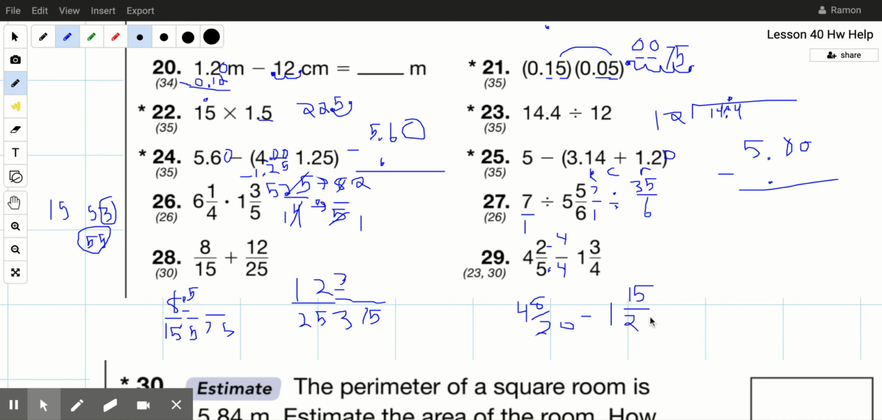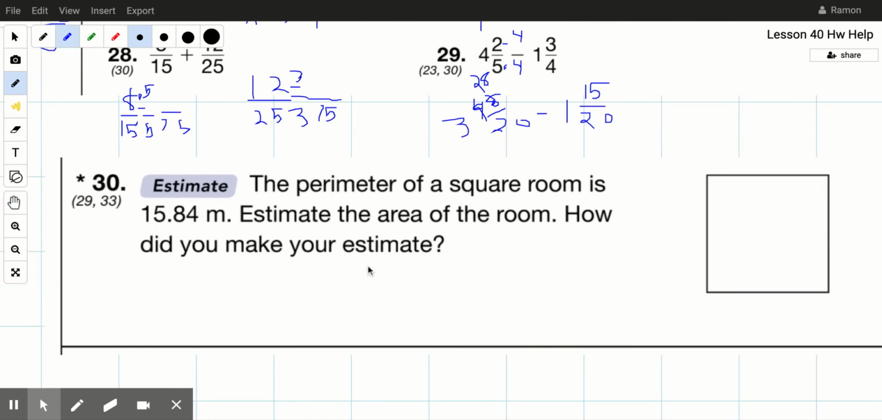You'll notice that we have to subtract the fractions first, but you cannot subtract 8/20 and 15/20. So we're going to have to regroup. We're going to borrow from the 4, turn it into a 3, and we're going to add 20 to the numerator here, which will make it 28. And then from there, now you can subtract the fractions and then simplify if you can, and then subtract the whole numbers. Number 30, the perimeter of a square room is 15.84 meters.